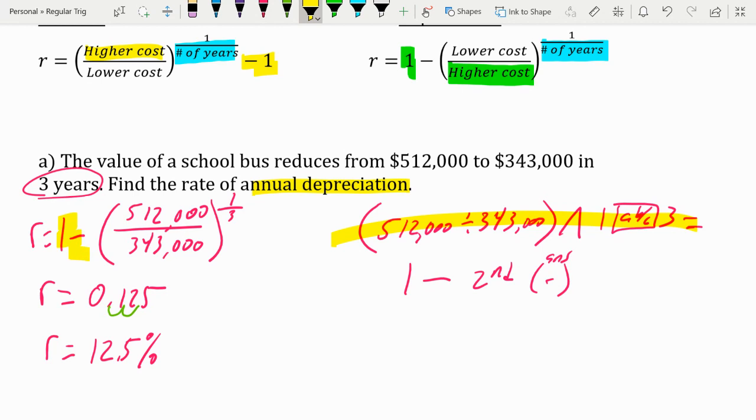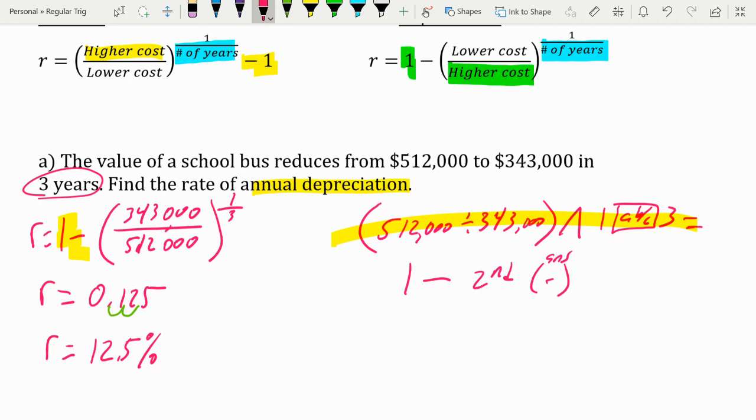Okay? And again, I apologize. Hopefully you guys caught my mistake. This was depreciation. So it should have been 1 minus. All right? Holy cow, I screwed this whole thing up. What was the other thing I screwed up? Man, oh man, I was looking at the wrong formula. See, in class, you guys would have stopped me. Depreciation, it should have been the lower cost. So 343,000 over 512,000. I'm sorry, guys.